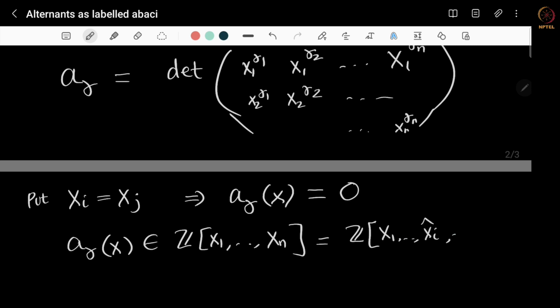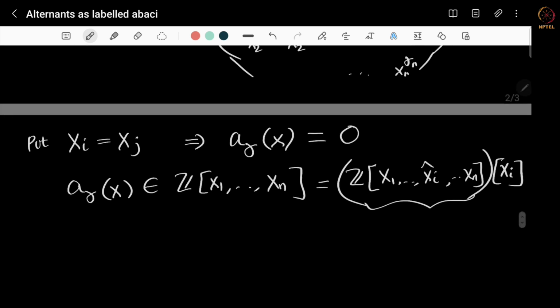Now what does this mean? What is A gamma of x really? A gamma of x was a polynomial in the variables x1, x2, up to xn. In fact, we said it's an alternating polynomial. It changes sign if you interchange any two variables. Now A gamma of x is 0 whenever you put xi equals xj. So one way of saying it, you can think of this as polynomials in just the single variable xi.